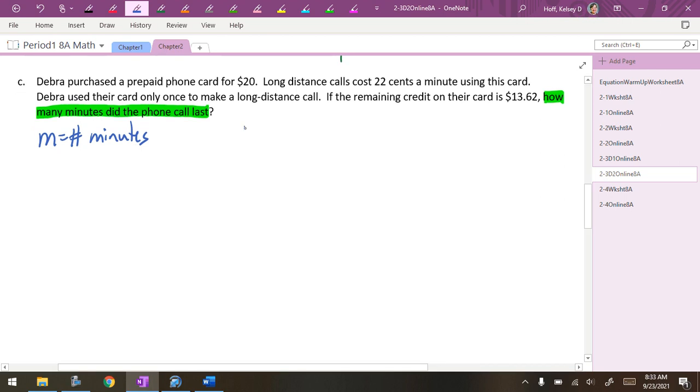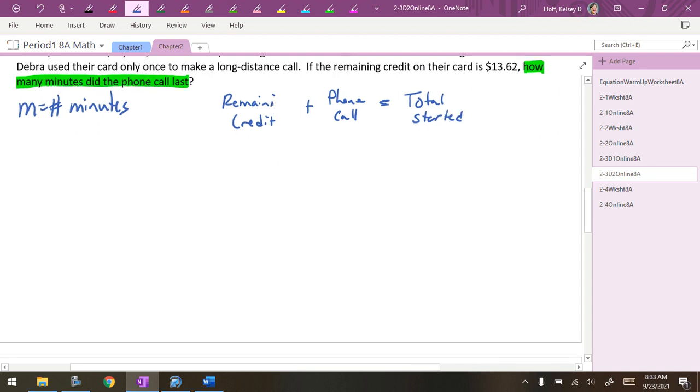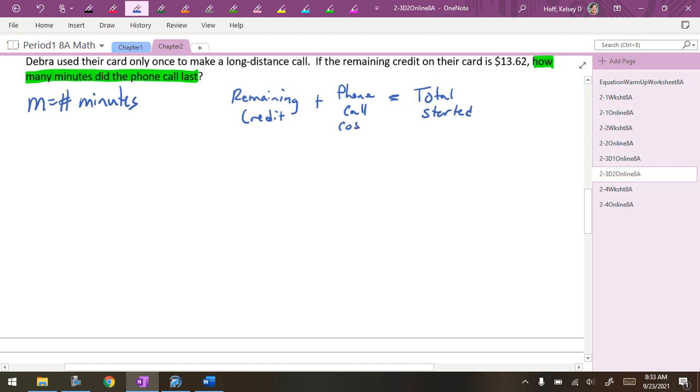To set this up, we're going to take our remaining credit plus the phone call, and it's going to equal the total, or where we started. Write this down because this is going to be a problem that you see today. You're going to take your remaining credit. We're going to add to it how much the phone call cost. And that's going to give us our total that we started with.